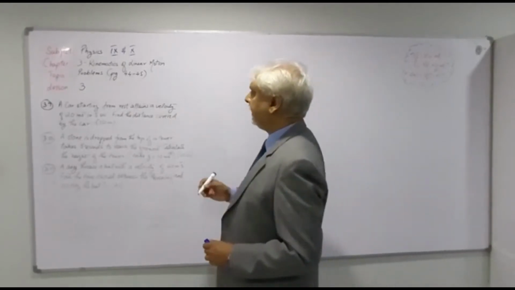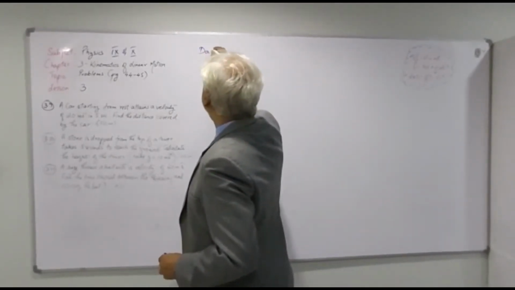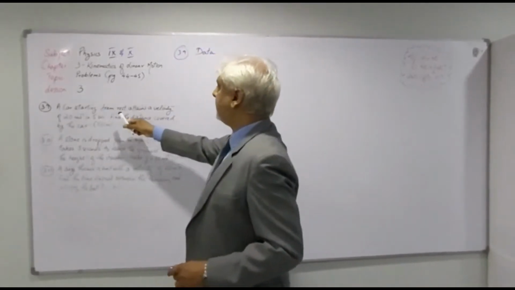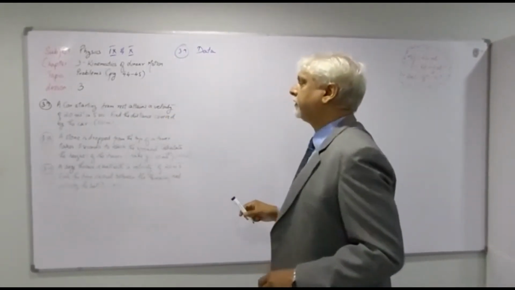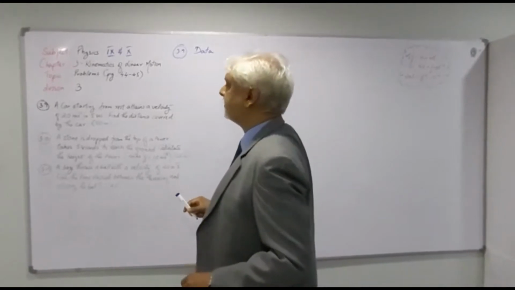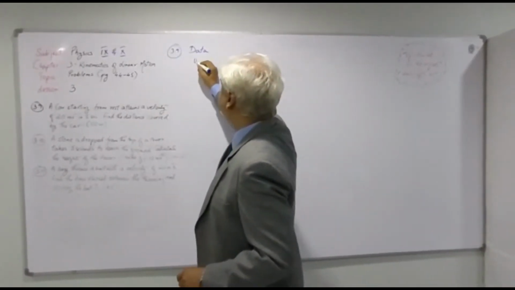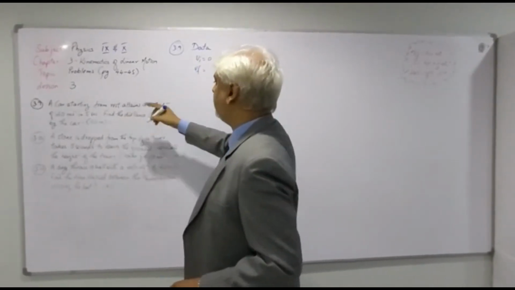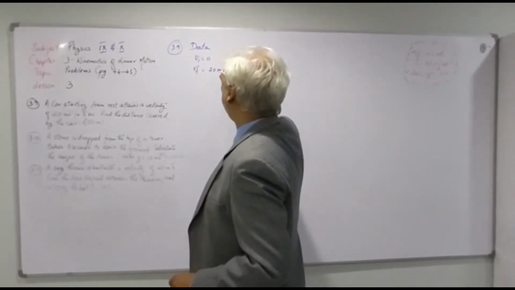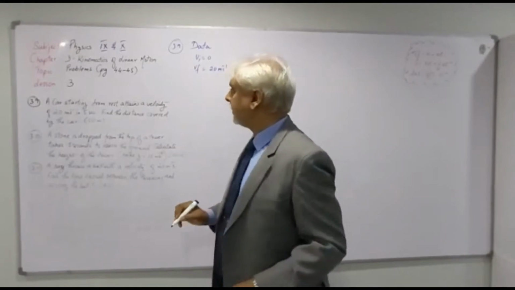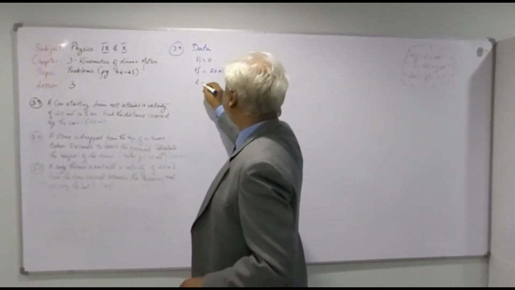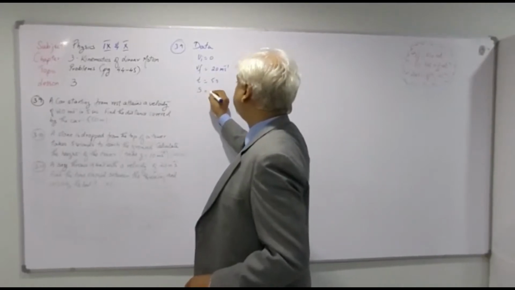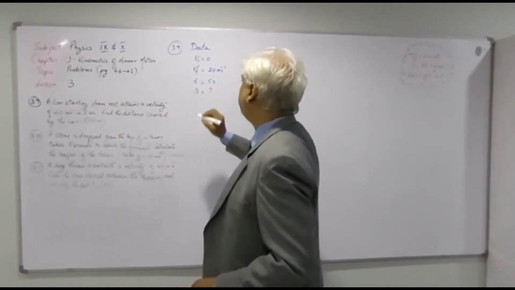Okay, 3.9. Let me just write down the data first, question 3.9. It says here a car starting from rest attains a velocity of 20 meter per second. It starts from rest, that means its initial velocity is 0. It attains a velocity of 20 meter per second, so final velocity is 20 meter per second. It takes 5 seconds, so time is 5 seconds. You have to find the distance covered by the car. Distance is denoted by s, so we need to find this.